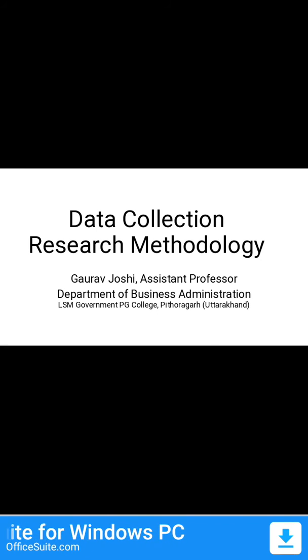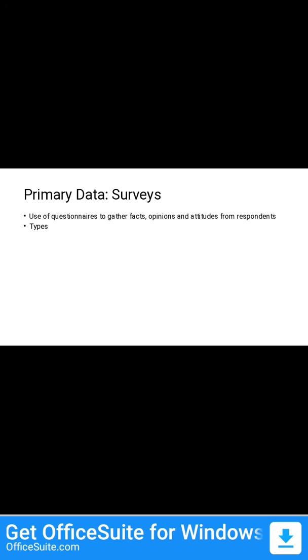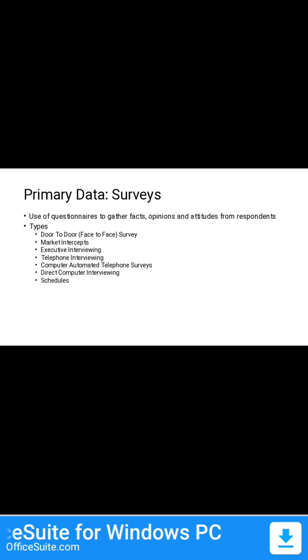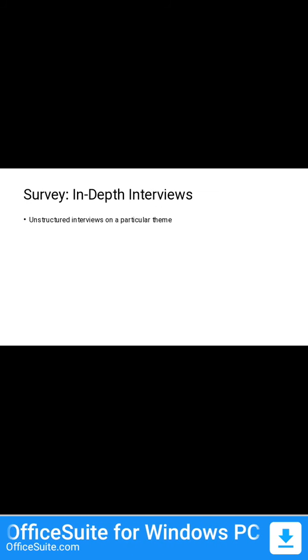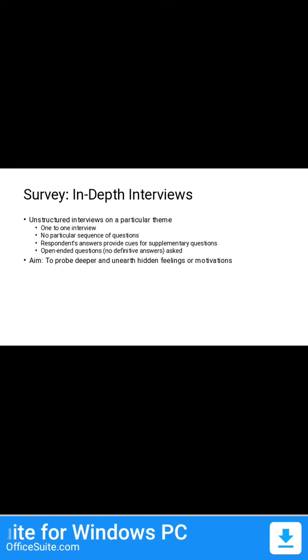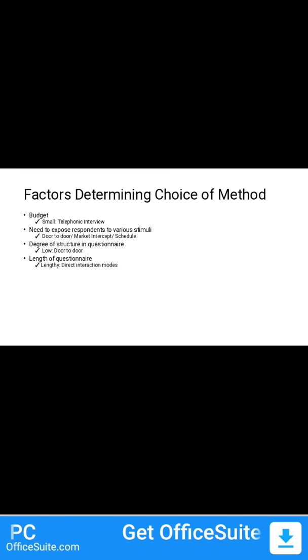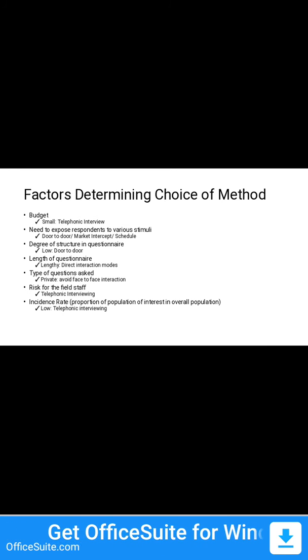Hello friends, today we are going to discuss another method of primary data collection, which is observation. You would remember that we have already discussed the various types of data, primary and secondary. We have discussed surveys, different types of surveys, the pros and cons of different types of surveys, plus we have also had a discussion on in-depth interviews. Apart from that, we have discussed the factors which determine the choice of survey method. Now we are moving over to observations.